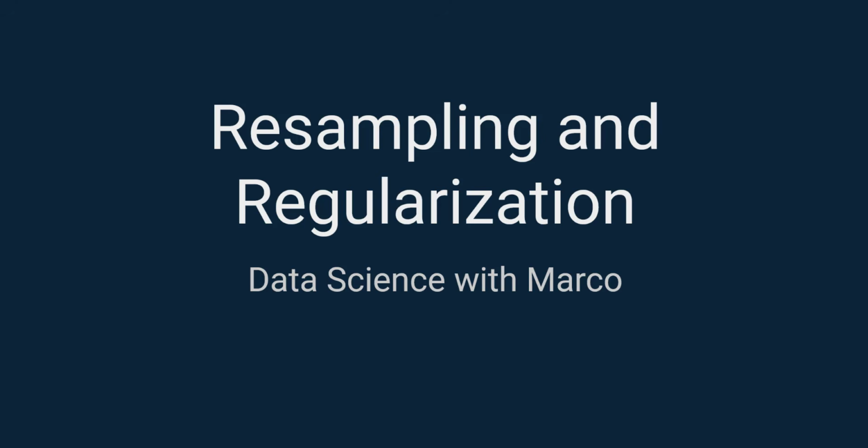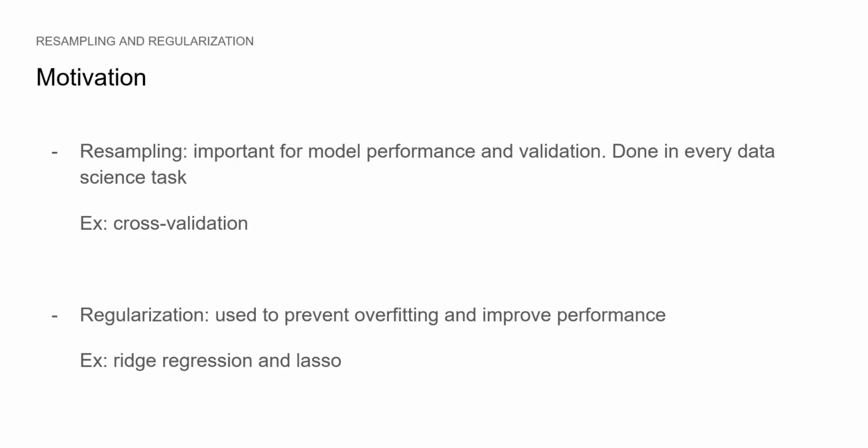Now let's talk about resampling and regularization. Resampling and regularization are two important steps that can significantly improve our model's performance and our confidence in the model. Specifically, resampling helps us validate our model, and we usually do so with cross-validation. Regularization is used to prevent overfitting, and we will cover both ridge regression and lasso.